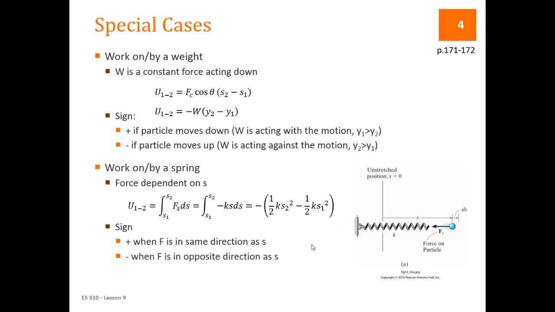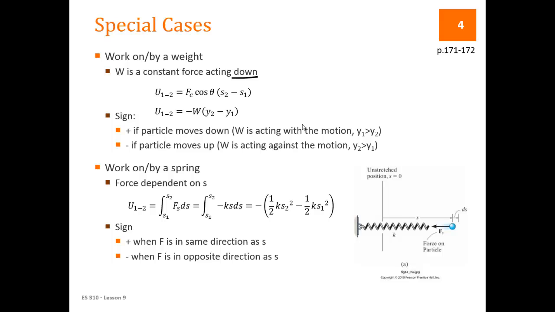So some special cases of work. We've got work done by or on a weight. Weight is always going to act down towards the earth, because the weight is the earth pulling on an object. And it's constant, so a constant force acting down is a weight. So it's going to be negative if we move things up. It's going to be positive if we move things down.